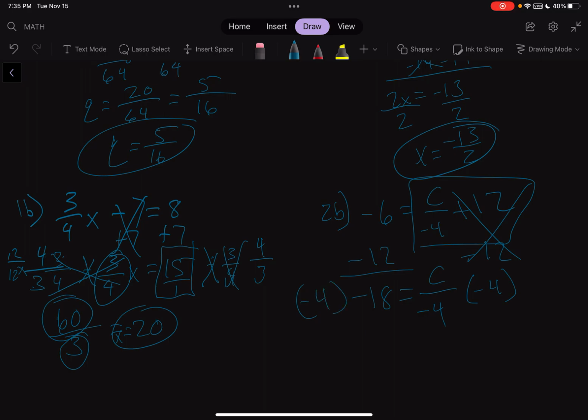And 18 times 4, what was that, 36, 72? That's going to be a positive 72 is equal to c because we have both a negative and a negative. You multiply those two together. Negative times negative is a positive, so therefore c is equal to 72.